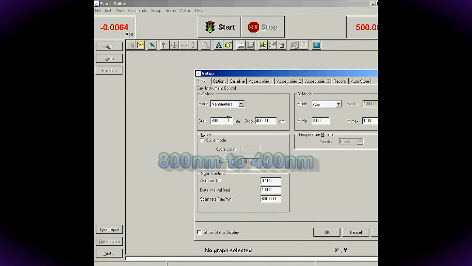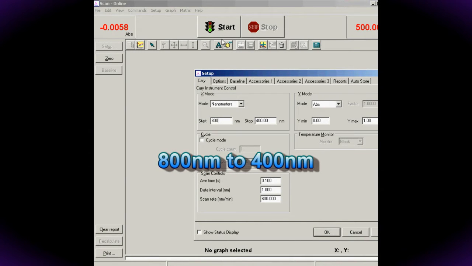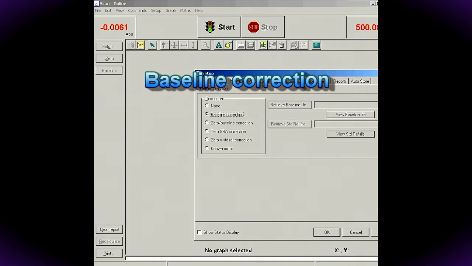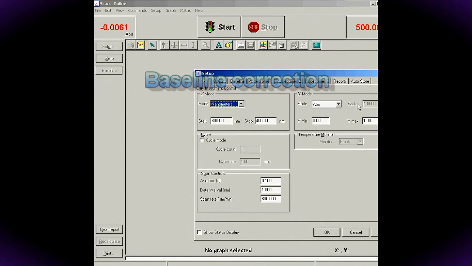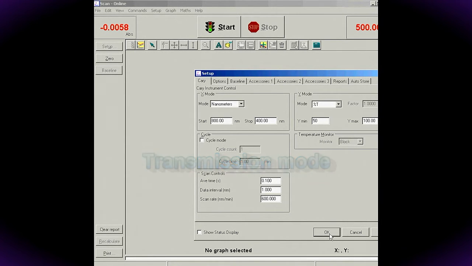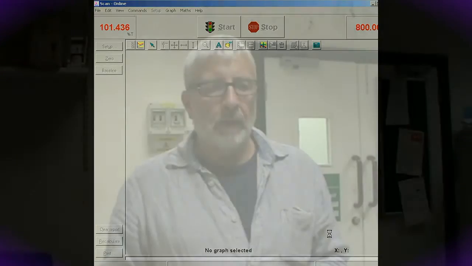You need to set it up to measure a baseline corrected transmission spectrum from 800 nanometers to 400 nanometers. Select baseline correction and transmission mode. Run a baseline with nothing in the sample chamber. Then all you need to do is assemble the empty cell and a cell holder. Load it into the sample chamber of the instrument.